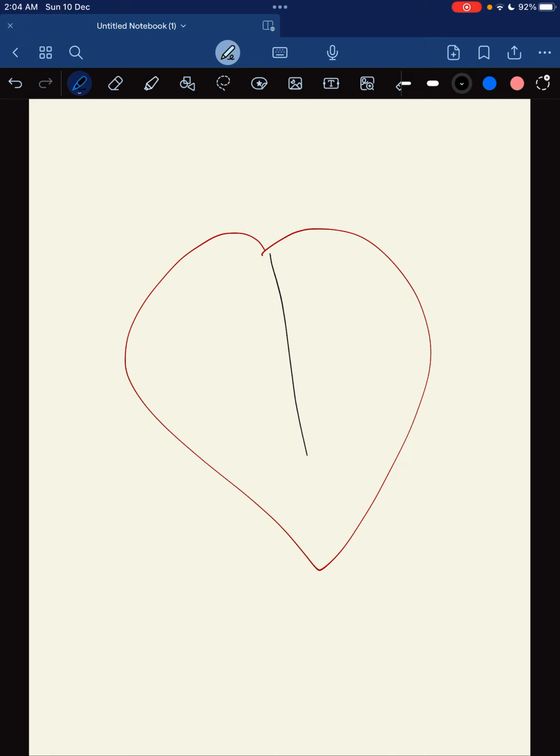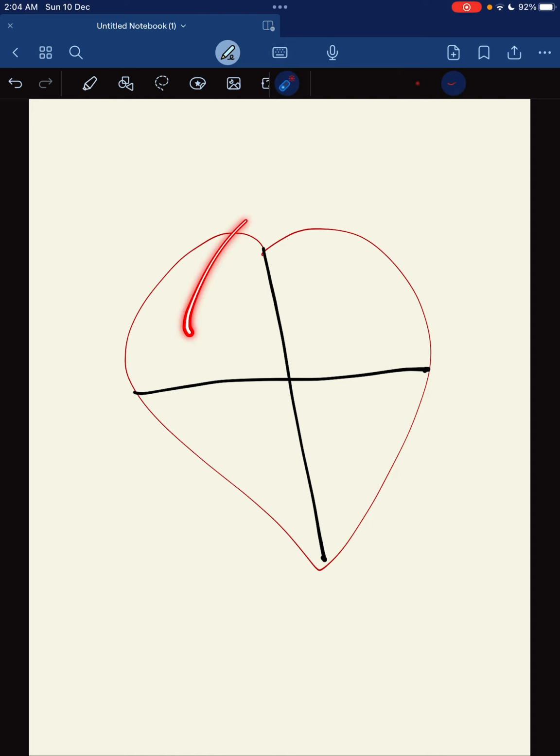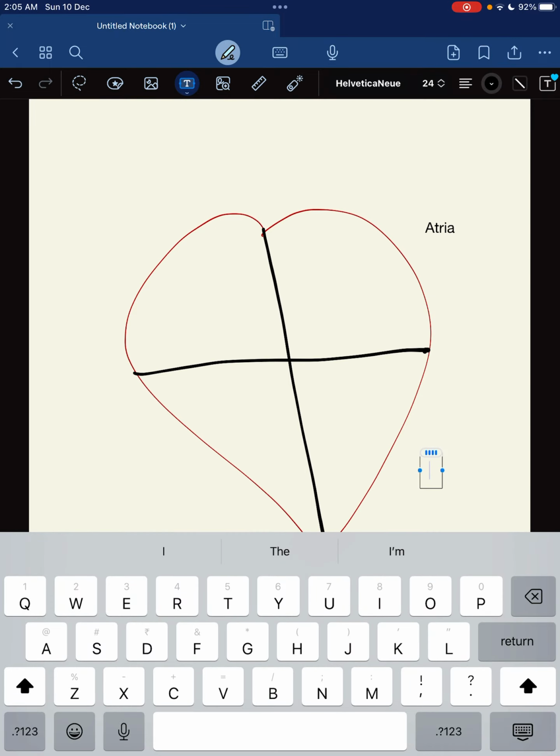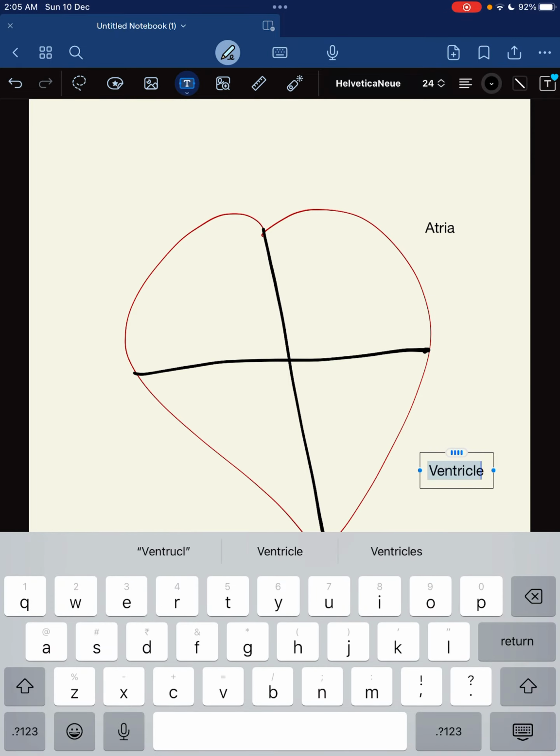It is basically divided into four parts. The heart is divided into four chambers. The two at top are known as atria and the two at bottom are known as ventricles. So let's write it here. At top there are atria and at the bottom part are the ventricles.